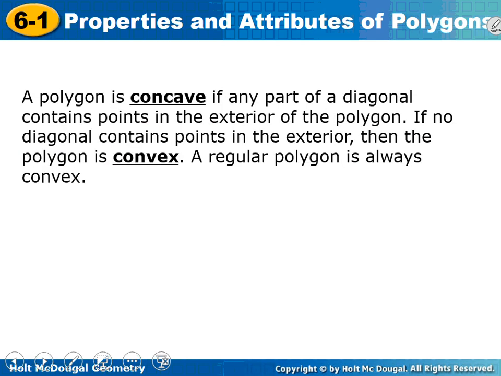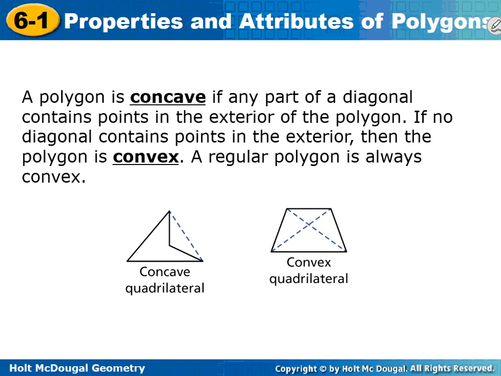The next vocabulary is concave versus convex. When I think of concave, non-geometry definition, I think of a shape caving in on itself. So instead of it being flat, you've got sides that are going inside your shape. So for example, this would be a concave quadrilateral. This would be a convex quadrilateral. Do you see how it's caving in?